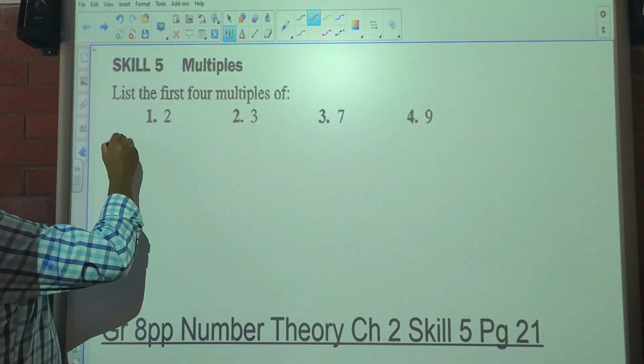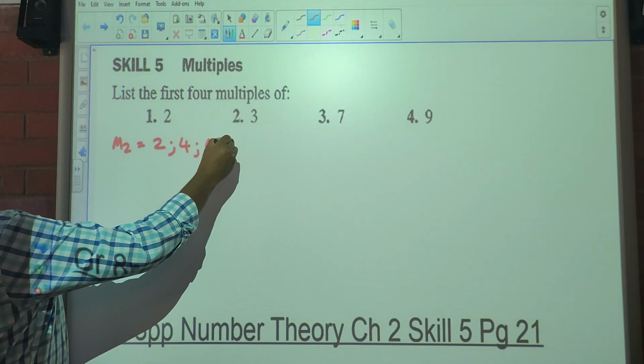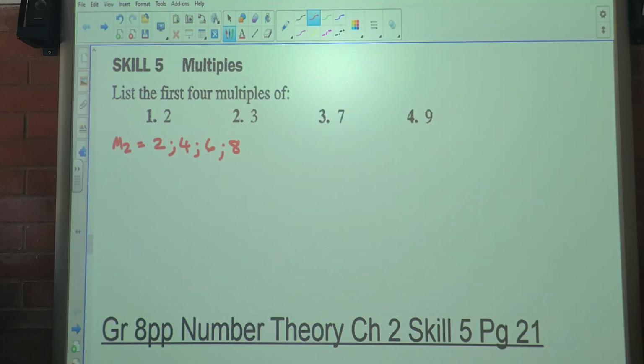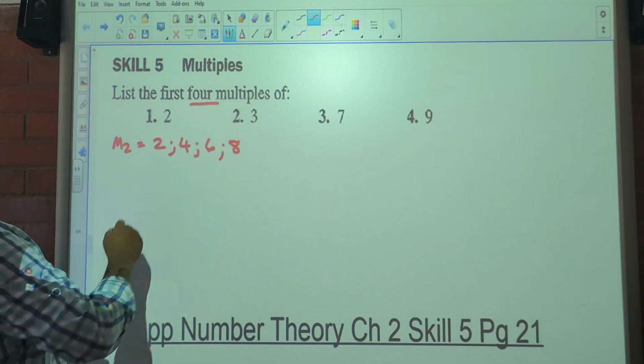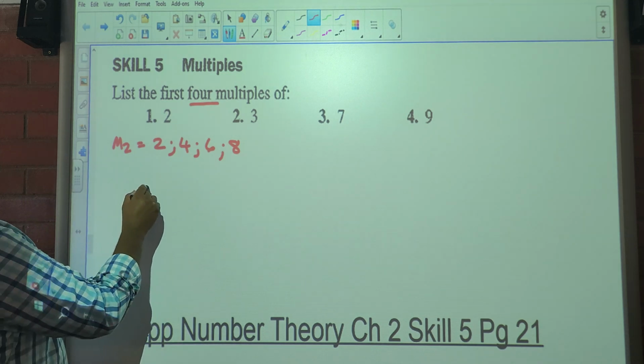So what are the multiples of 2? 2, 4, 6, 8. So whoever says 10, I don't know if you are being mischievous or on purpose or what. If you had written 10 in your exam, you would have lost marks, because the question specifically says the first 4. Okay. Let's look at number 2.